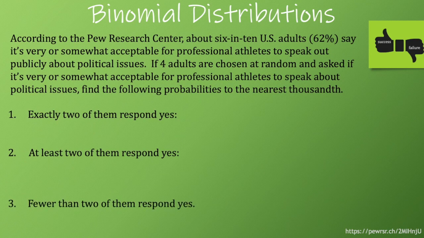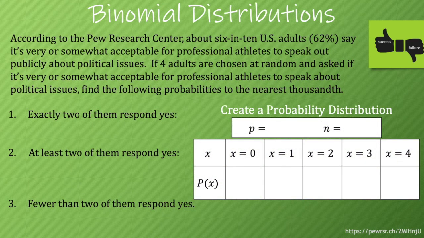So we want to know if exactly 2 of them respond yes, the probability that at least 2 of them respond yes, and the probability that fewer than 2 of them respond yes. First we're going to create a probability distribution. So we'll get a table ready, and we've got the random variables 0, 1, 2, 3, and 4 for our 4 adults. And for each of them, we'll have the probability of success being 0.62.